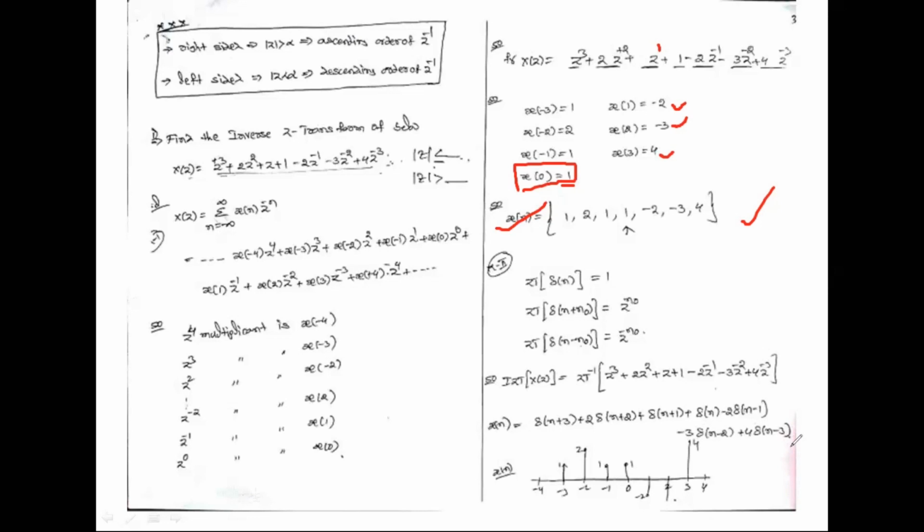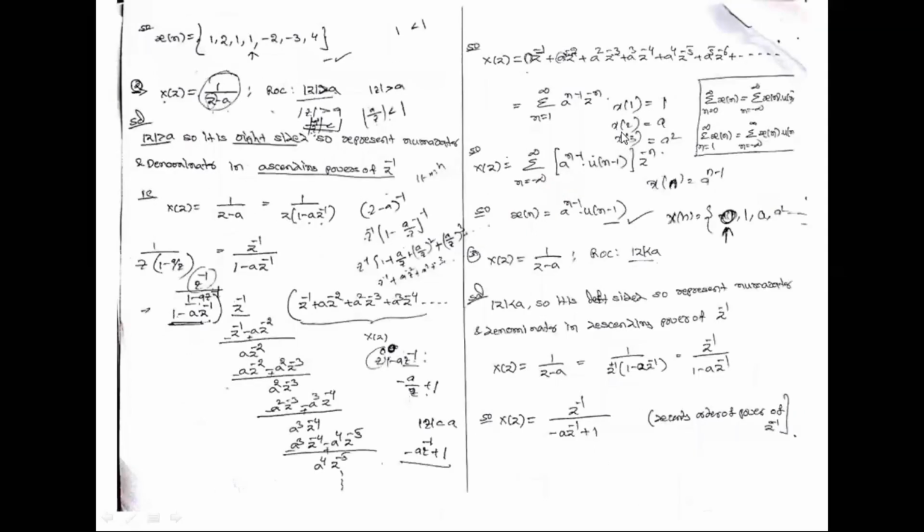The two methods we did, the sequence method and the delta method, are both the same. By taking the positive powers and the negative powers, you can write the time domain function. And again, the sequence is the same: 1, 2, 1, 1, minus 2, minus 3, and 4.